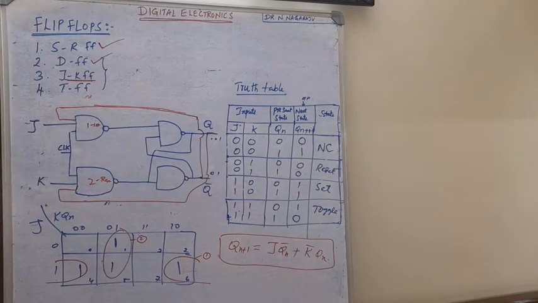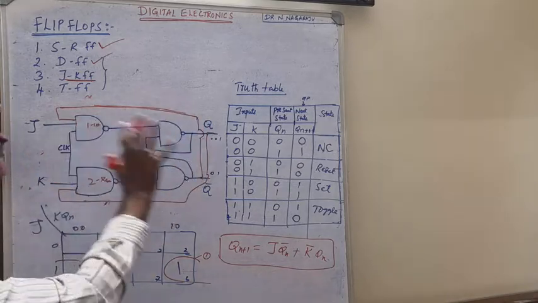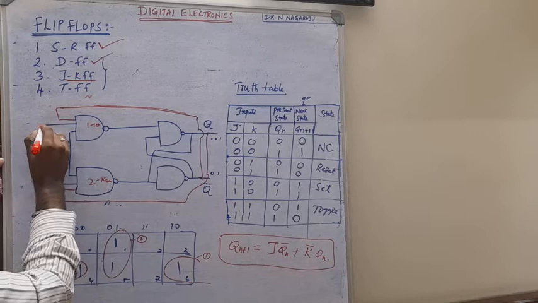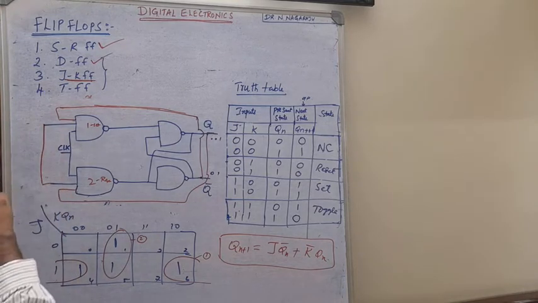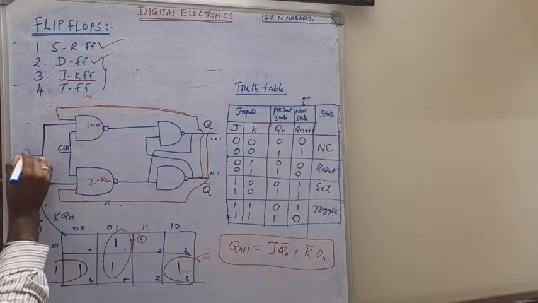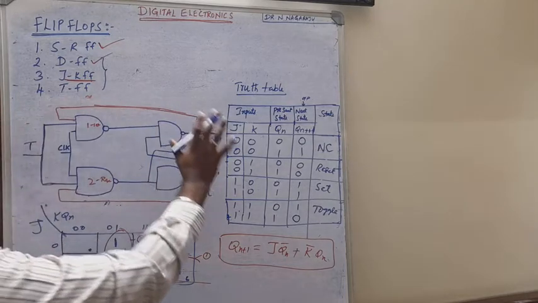So now I am going to change one small circuit. This circuit can be the same circuit. I am going to change J and K here, and I am going to take the common input as T. So this is the logic diagram.